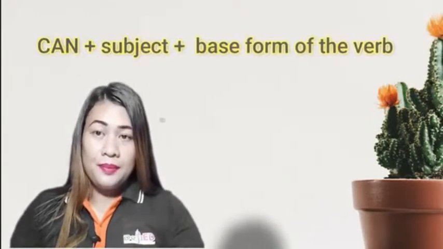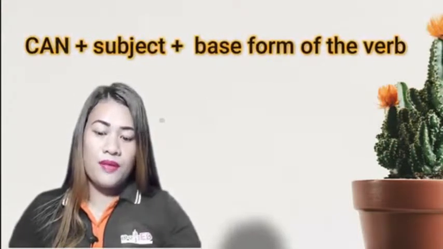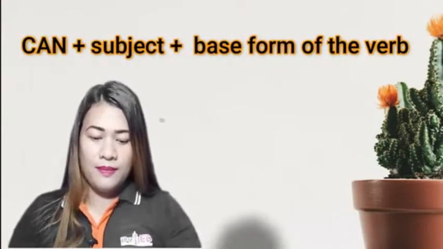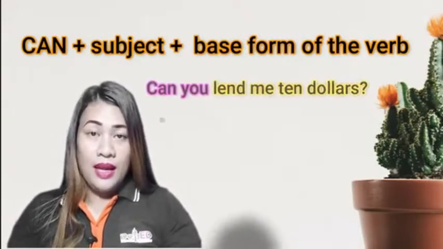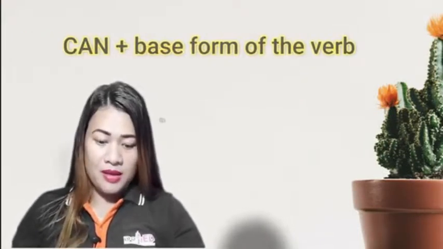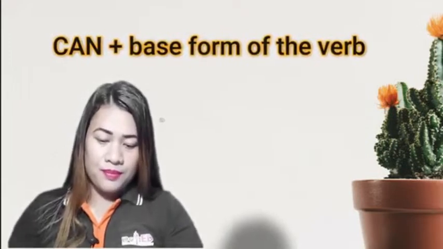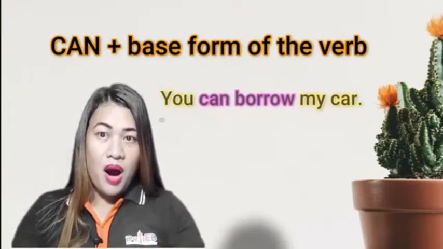We can also use the modal can that expresses asking permission or giving permission. If you're going to construct it in a sentence, the combination is can plus subject plus the base form of the verb. That is informal. Example: Can you lend me $10? You can also use can plus the base form of the verb: You can borrow my car.